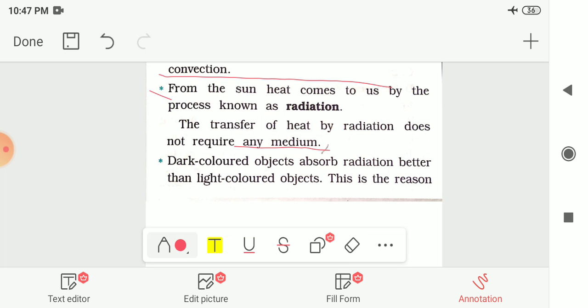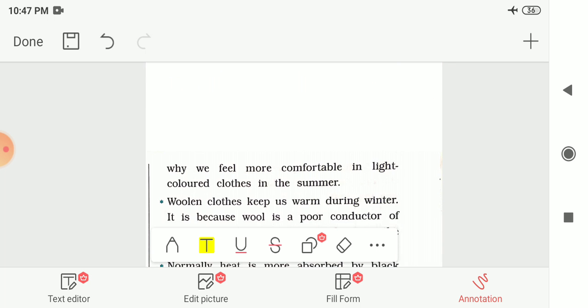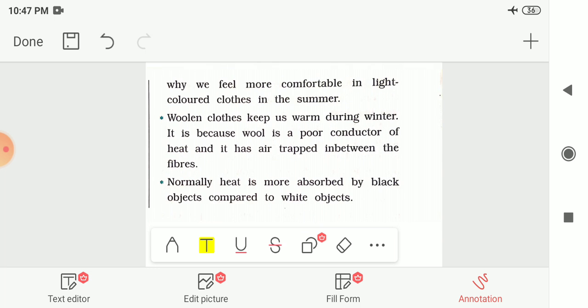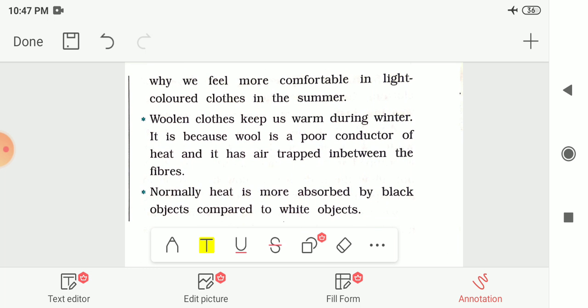Then we had seen some phenomena about dark color objects and light color objects. Dark color objects absorb radiation better than light color objects, and this is the reason why we feel more comfortable in light color clothes in the summer season, because they absorb less radiation as compared to dark color objects.